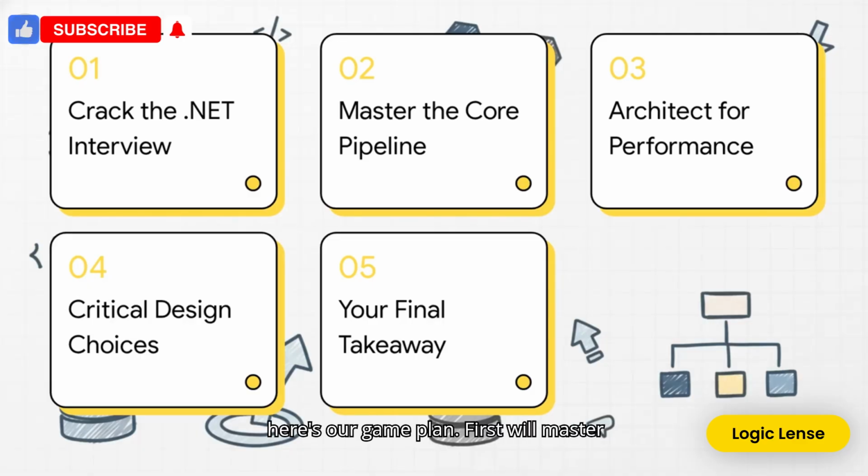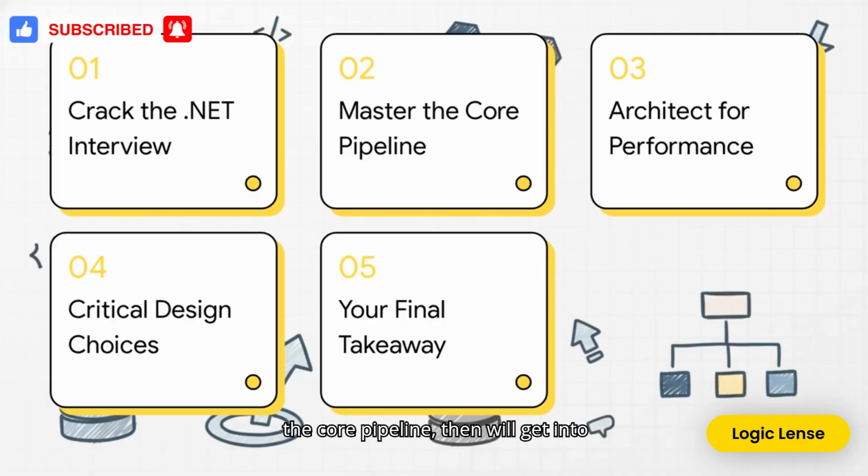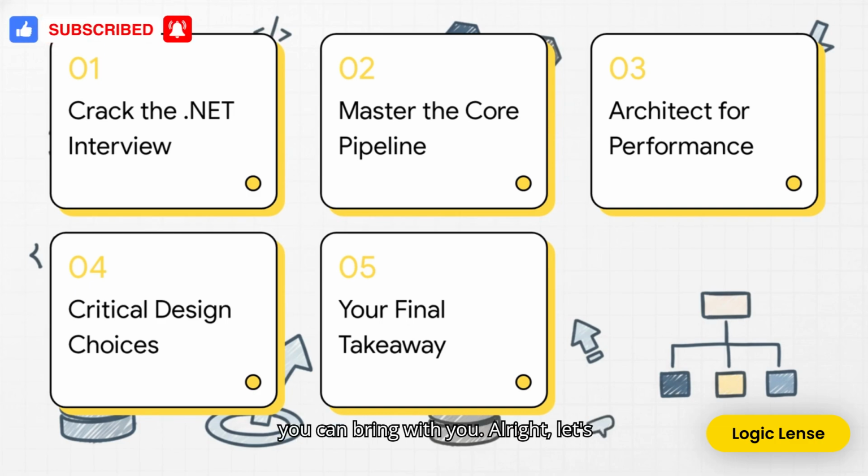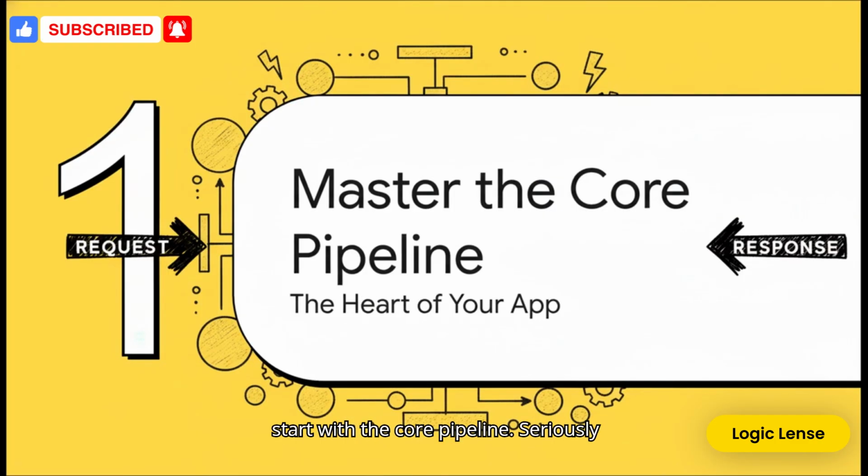So here's our game plan. First, we'll master the core pipeline. Then we'll get into architecting for performance, talk about making those critical design choices, and we'll wrap it all up with a final takeaway that you can bring with you. All right, let's start with the core pipeline.